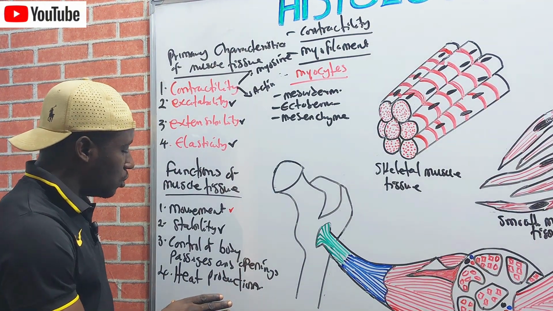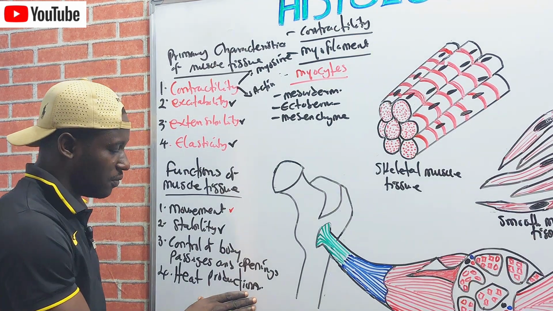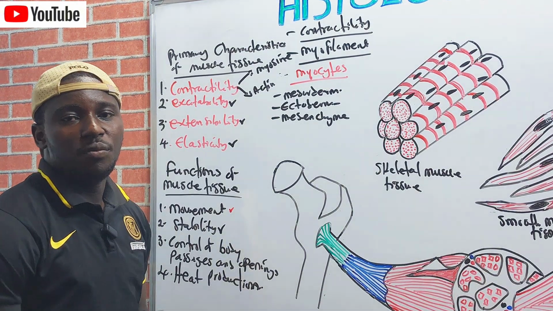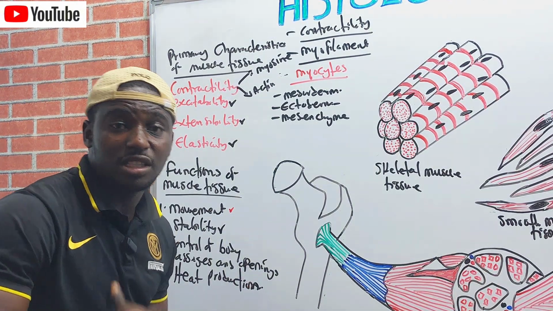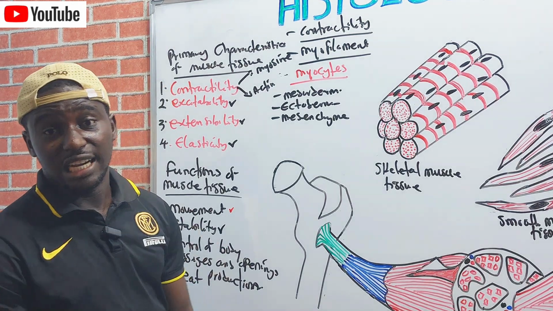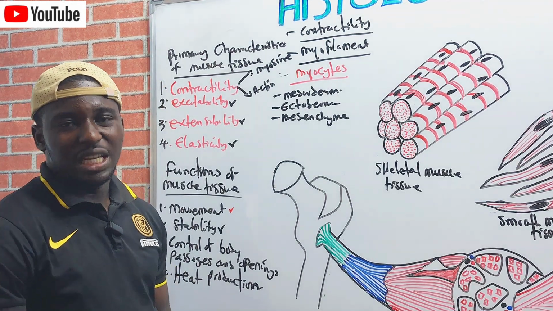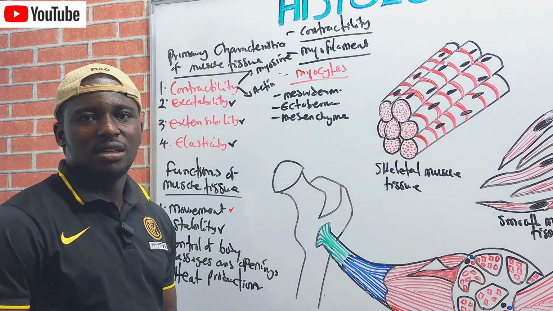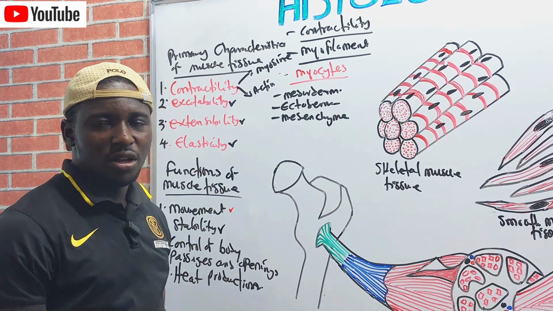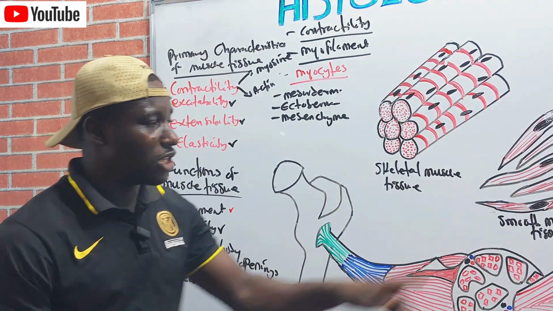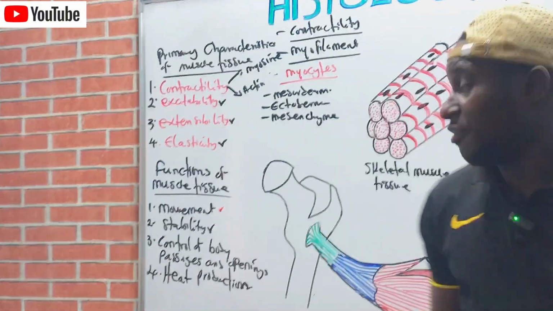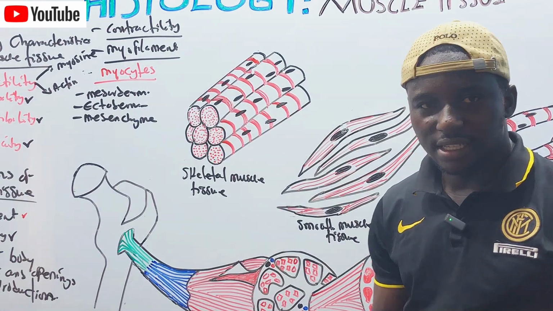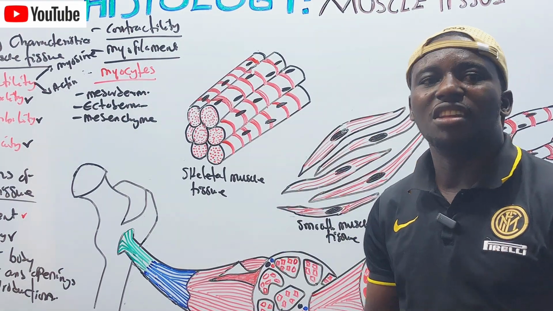Before we delve into heat production, let's finish the control of body passages and openings. It also controls the sphincters of the body. There are so many sphincters in the GIT, such as the pyloric sphincter, the anal sphincter, the ileocecal sphincter, and the ampulla of Vater. It controls them, and that is another function of the smooth muscle tissue.